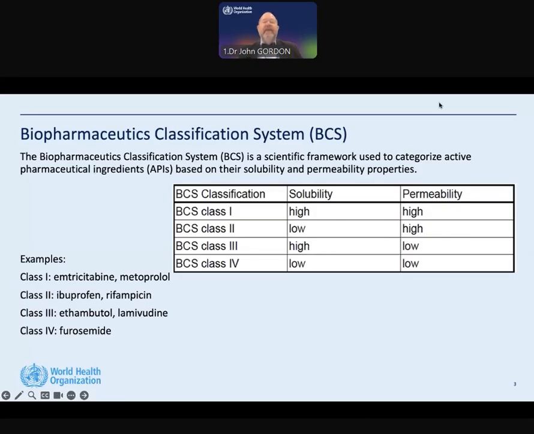I'll talk a little bit about definitions of the terms I'm going to use. For example, an API that is highly soluble and is also very well absorbed, with high permeability, would be BCS class 1. So using this table, you can see how the different classes are identified. And there are some examples, of course, of APIs that fall into each of these classes on the left-hand side of the slide.